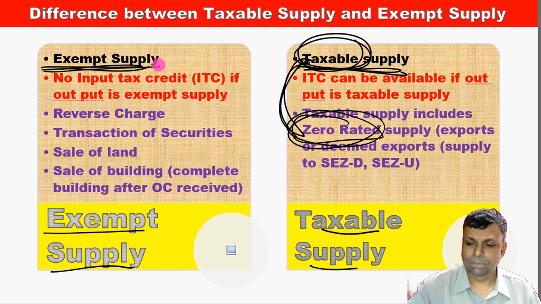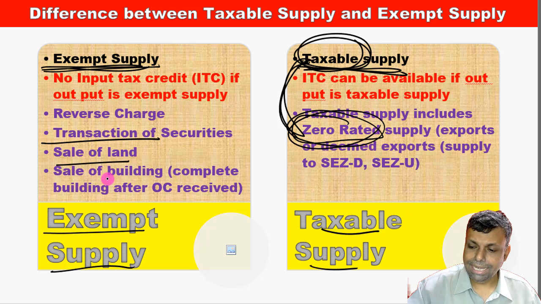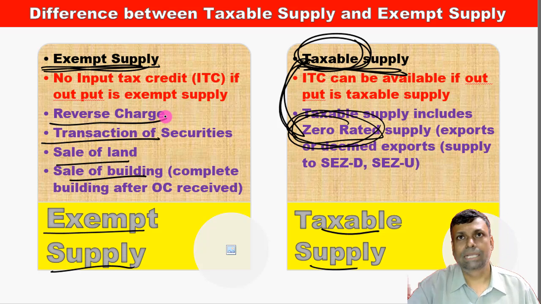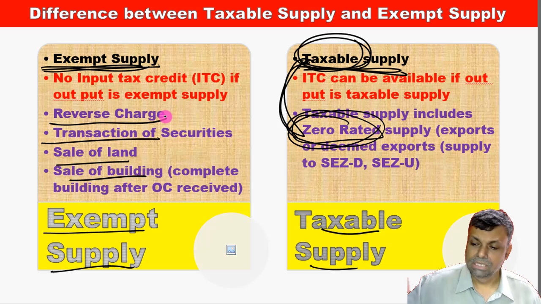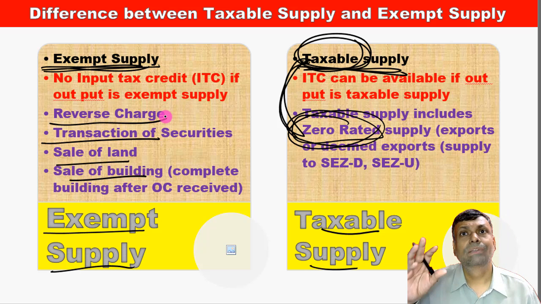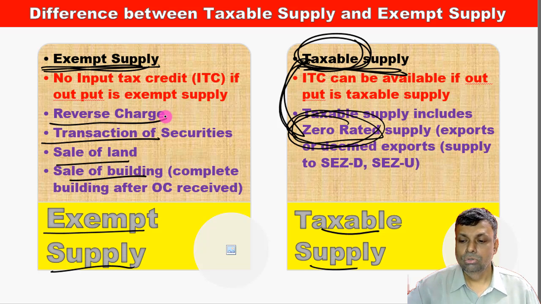And the exempt supply includes your transaction in securities, land, sale of building, reverse charge transaction. In other words, these are all regarded as your exempt supplies for this particular purpose. In other words, on the exempt supplies, logically you are not able to get the input tax credit. In other words, you do not get input.